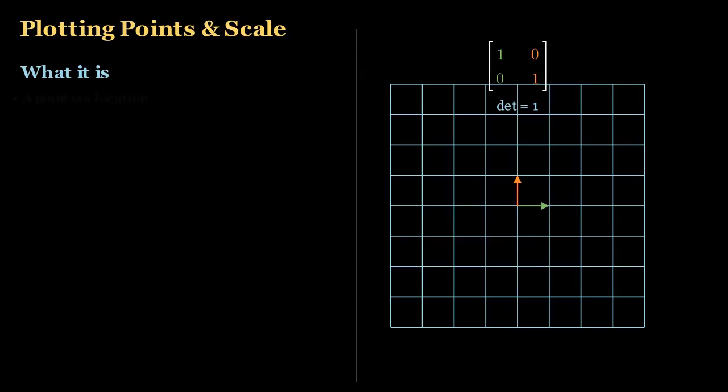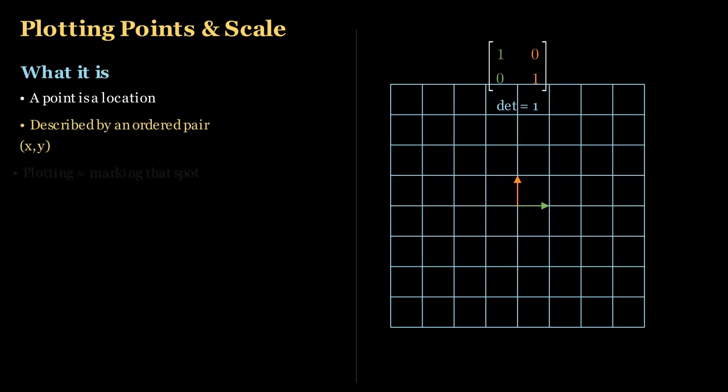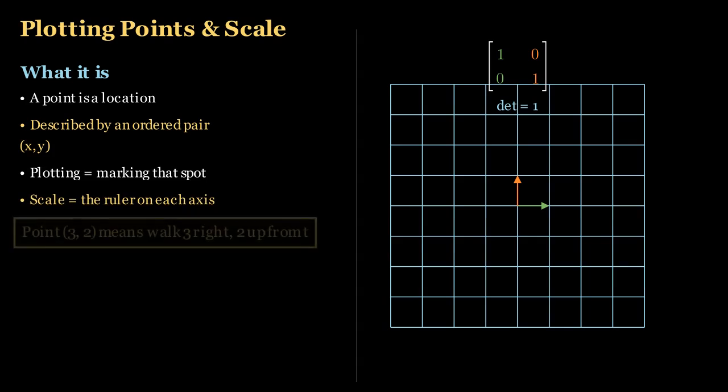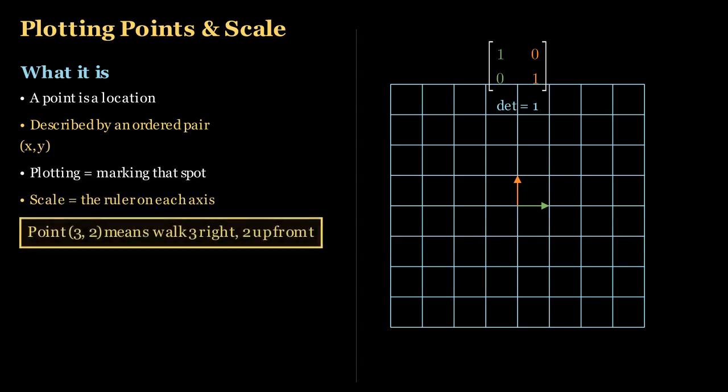A point is simply a precise location on the coordinate plane, like a dot on a map. We describe that location with an ordered pair of numbers, written as x, y. The first number, x, tells you how far to walk left or right from the origin along the x-axis. The second number, y, tells you how far to walk up or down parallel to the y-axis. Plotting just means marking that exact spot on the paper. The scale is the ruler we draw on each axis, the markings that tell us what each step is worth, like 1 box equals 1 unit or 1 box equals 10 units.